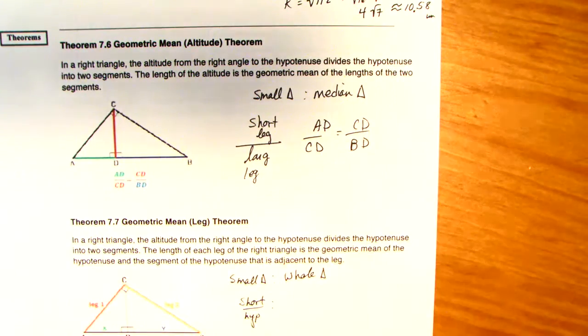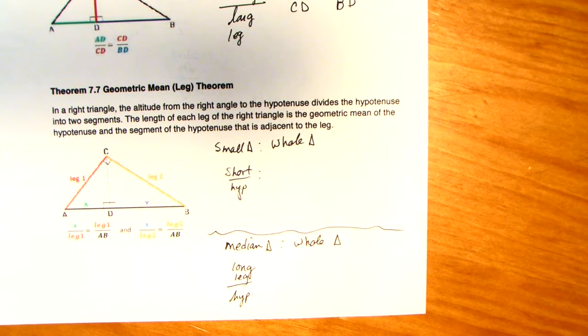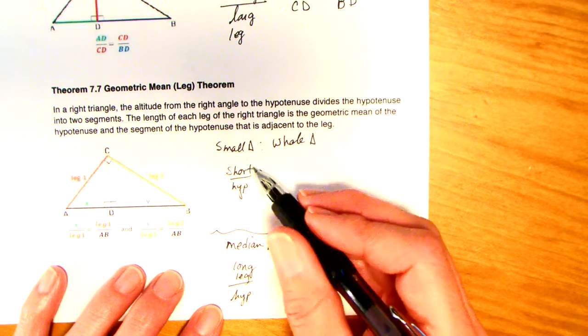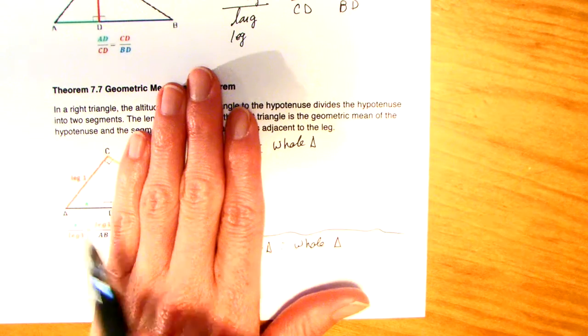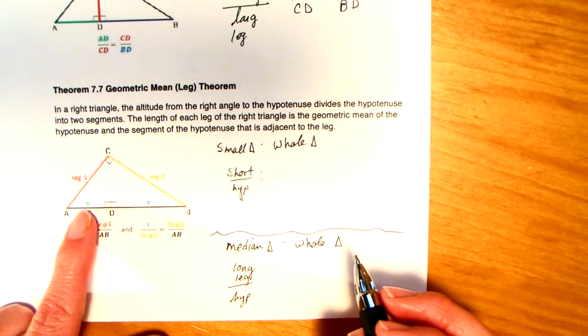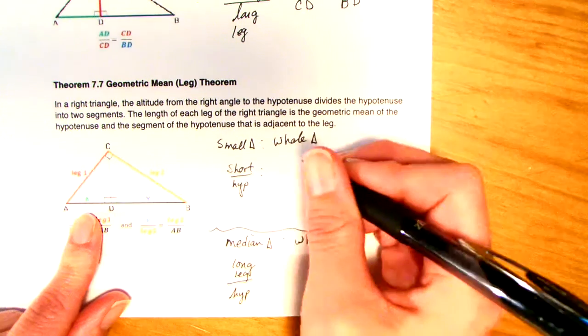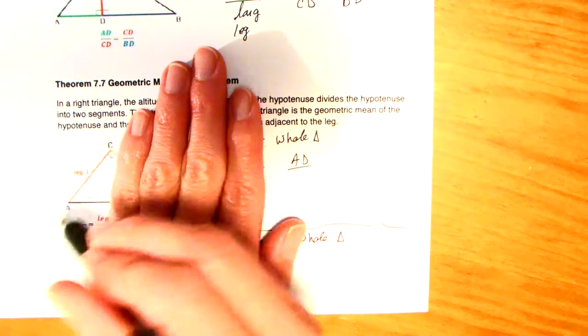Notice I split this in two because we have two leg theorems. First, let's compare the small to the whole, and that's always going to be short over hypotenuse. The small is on this side. My shorter leg, we're just going to call AD. In this case, it says x. And the hypotenuse of that smaller one is AC.